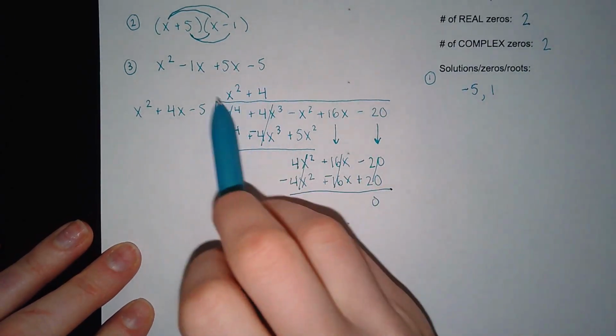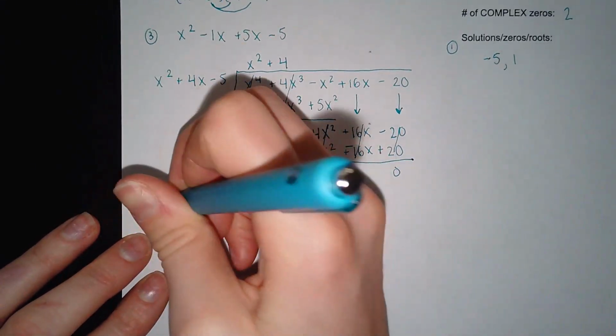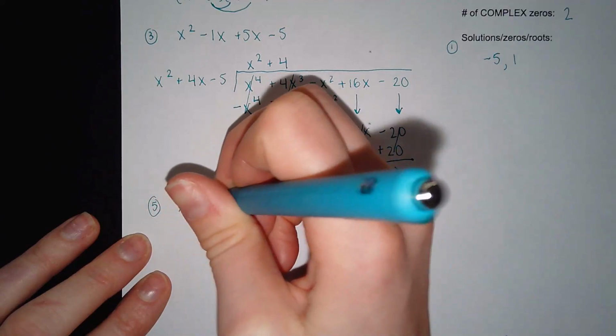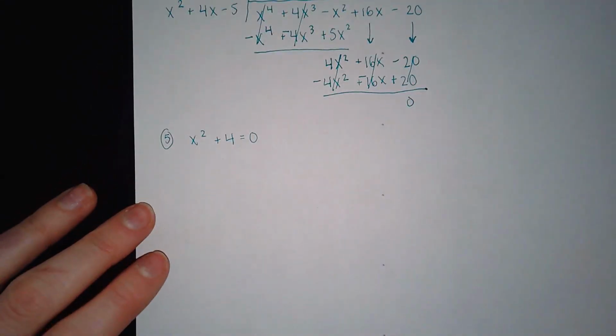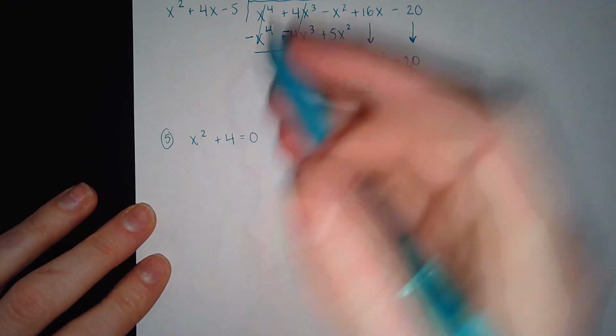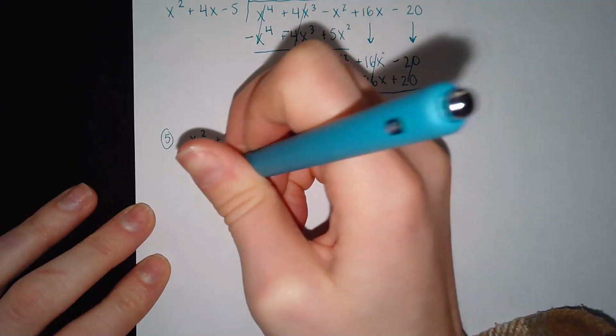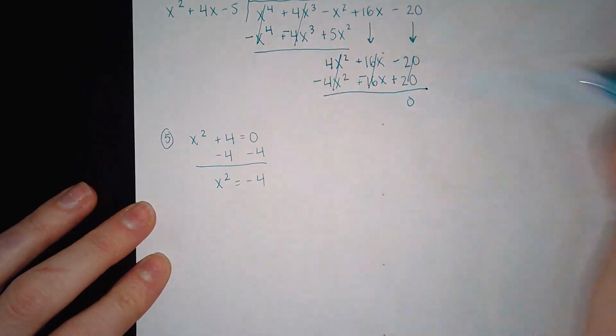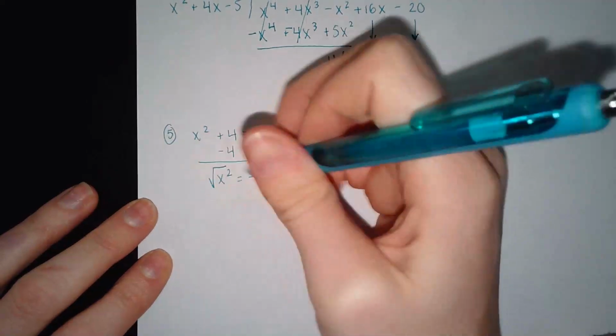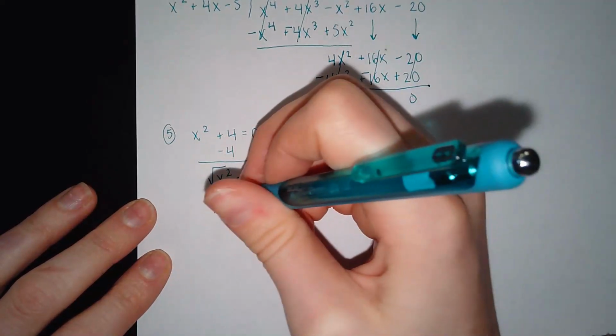Last step, these are my leftovers, x squared plus 4. So we're going to take x squared plus 4, and we'll set it equal to 0 to solve. I would want to get x by itself, so we could subtract 4. 0 minus 4 is negative 4. And then to undo squaring something, we'll take the square root.